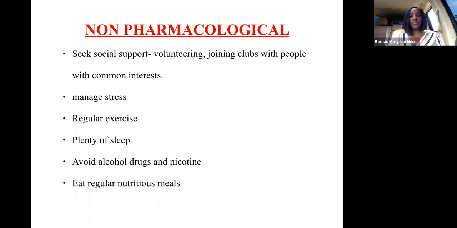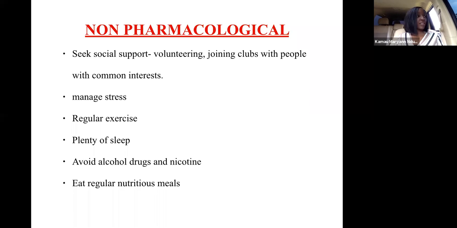Other non-pharmacological approaches we use: we encourage individuals with schizophrenia to seek social support. They can do this by volunteering and joining clubs, where they share common interests with people. We also encourage them to reduce stress. How do you reduce stress? You can do this through an array of activities, meditation, yoga, all that. And regular exercise; we encourage people with mental illness, and indeed all people, to exercise regularly.